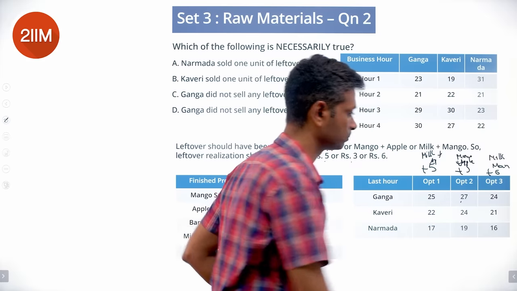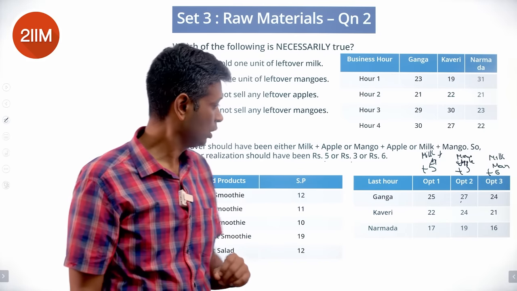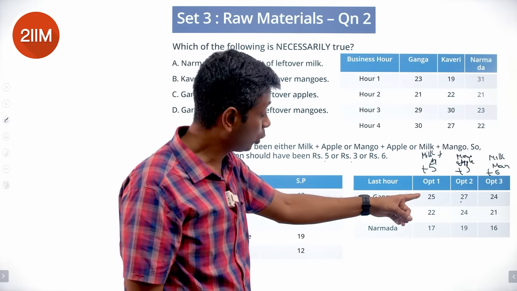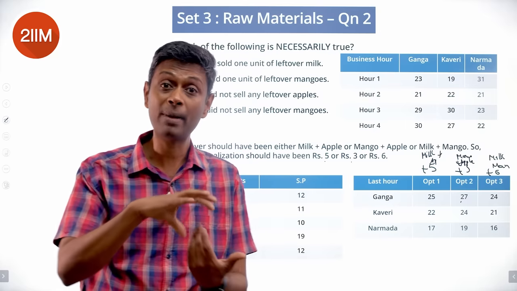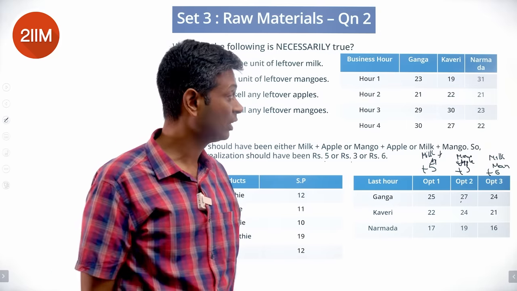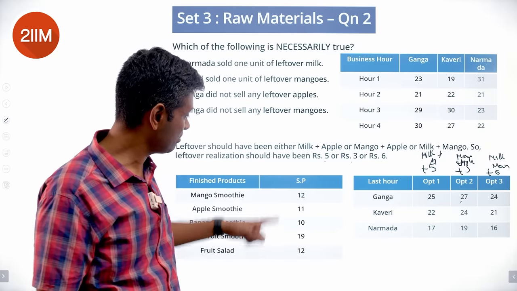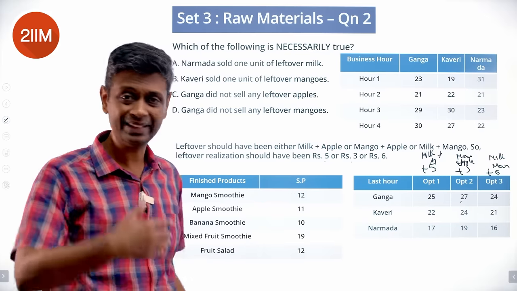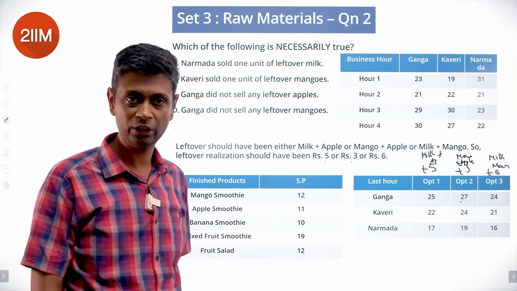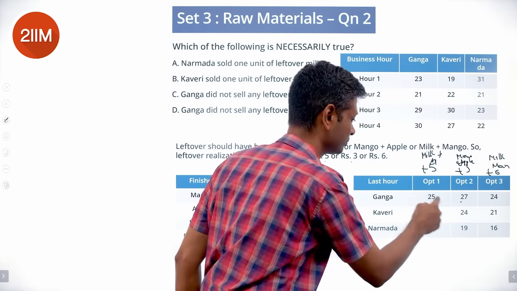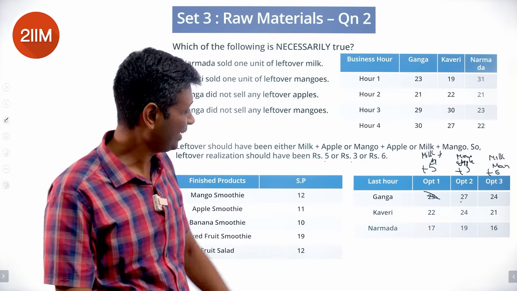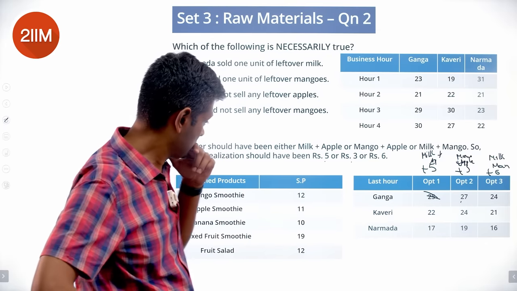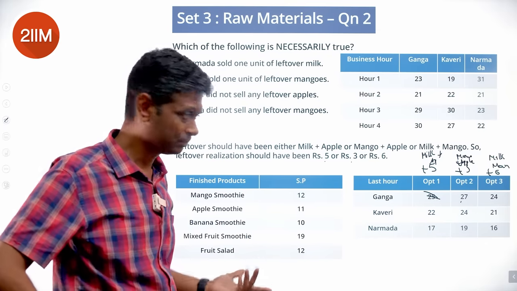Plus 6. Now this is very interesting, because now we have to say total revenue in the last hour apart from leftovers is 25. Now 25 cannot be obtained in any combination. 12 plus 11 is 23, 10 plus 19 is not possible, 10 plus 15 is not possible. So this is out. 27, can we get it? No, we can't get 27 either. 27 is also out.